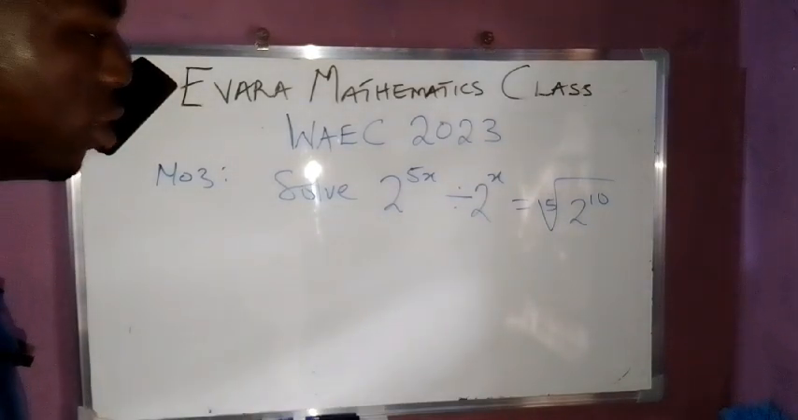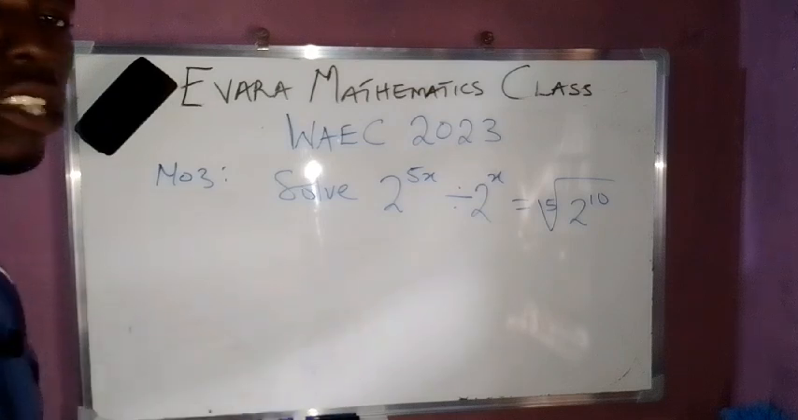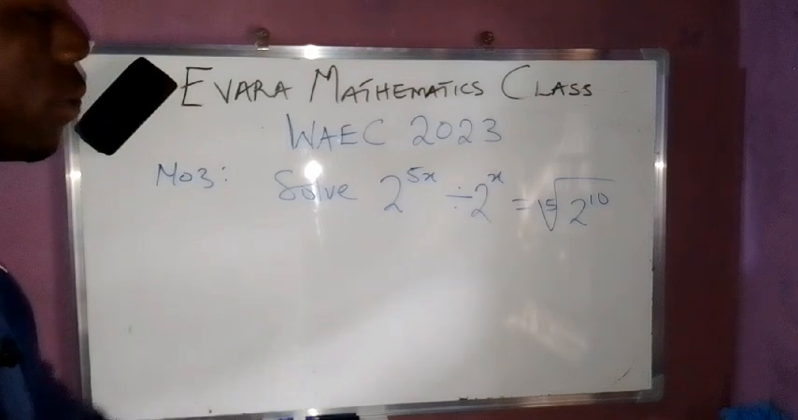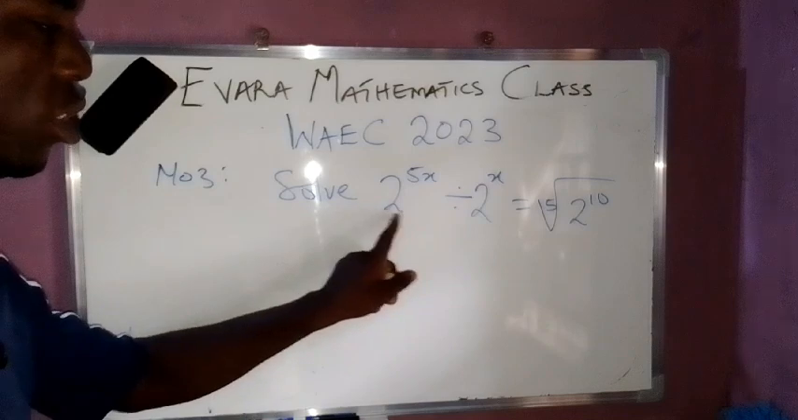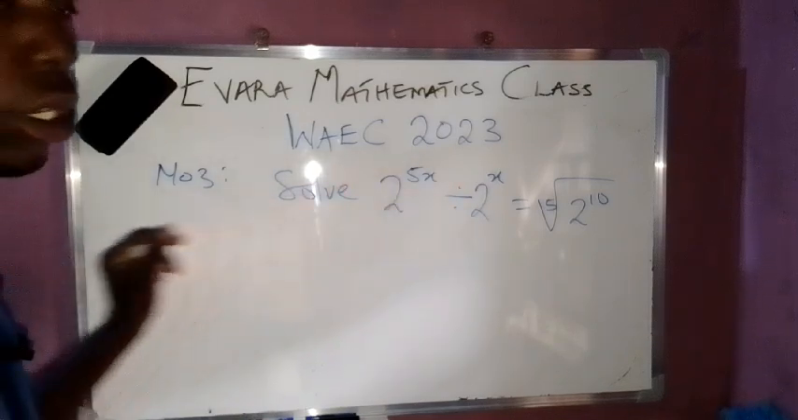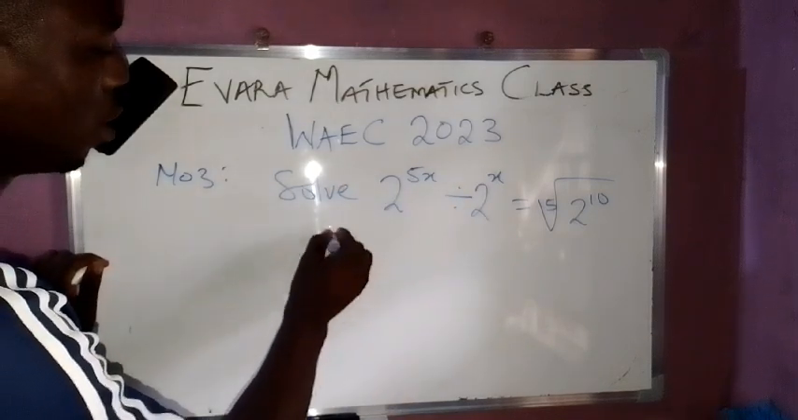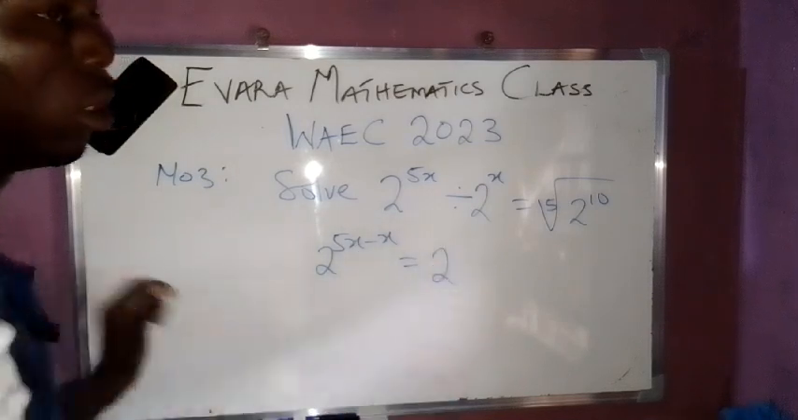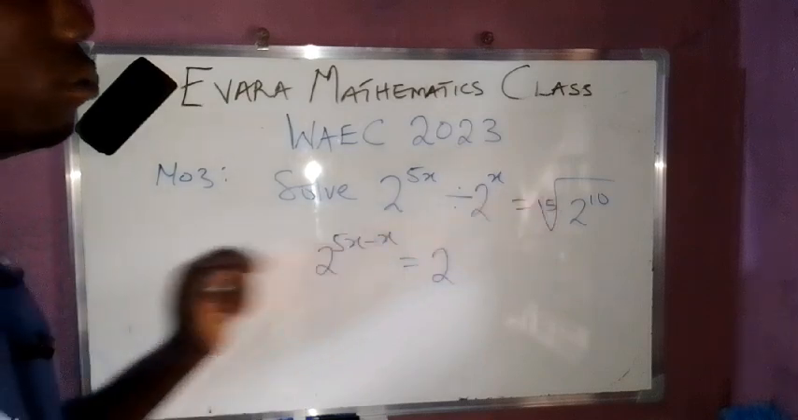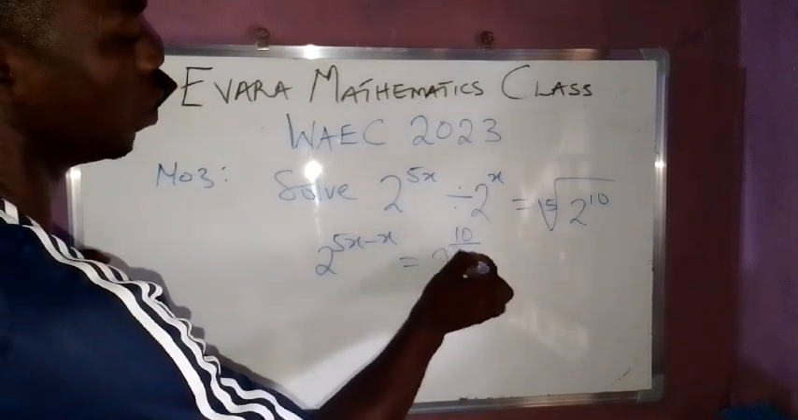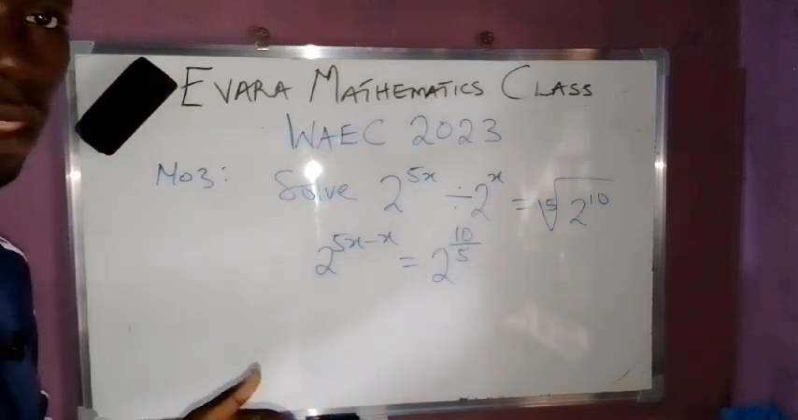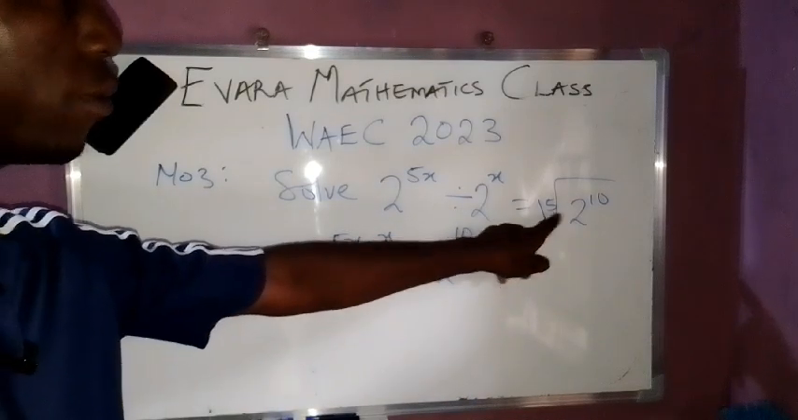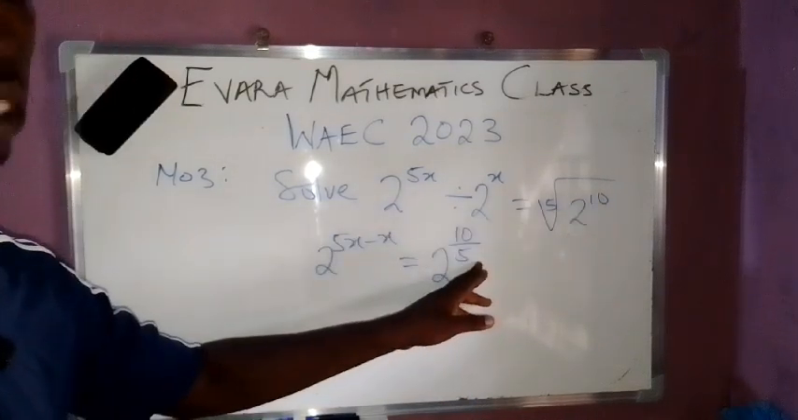So in order to solve this, in the second law of indices, when you have division with the same base, you subtract their powers. So that is 2 raised to the power 5x minus x is equal to, this 5 here means 2 raised to the power 10 over 5. So you are just to put the 5 under this power of 10.